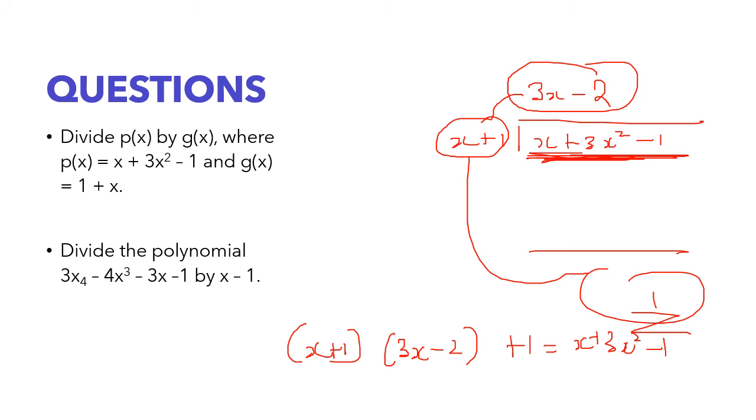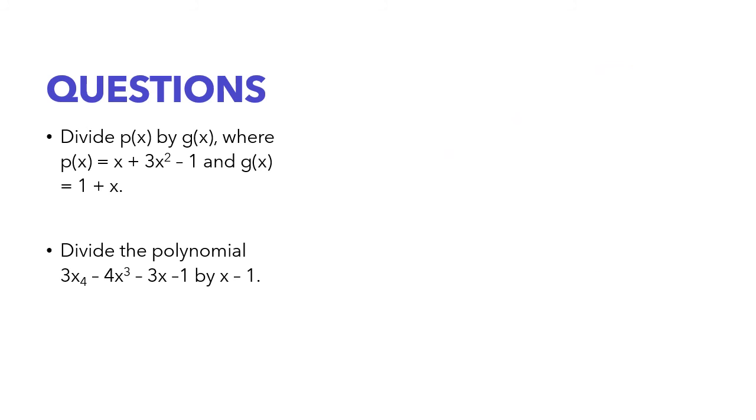Let's go to another problem, that is divide the polynomial 3x to the power 4 minus 4x cube minus 3x minus 1 by x minus 1. Let's do it. 3x to the power 4 minus 4x cube minus 3x minus 1. We don't have to arrange it because it's already arranged. Divided by x minus 1.